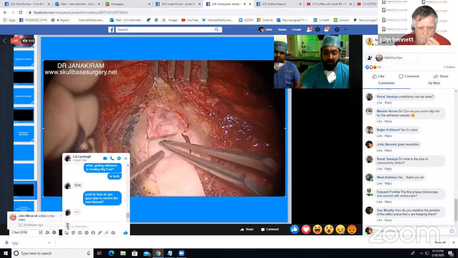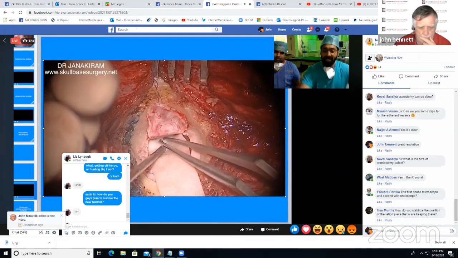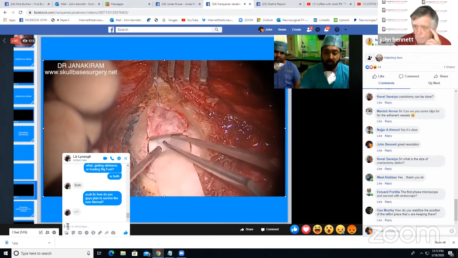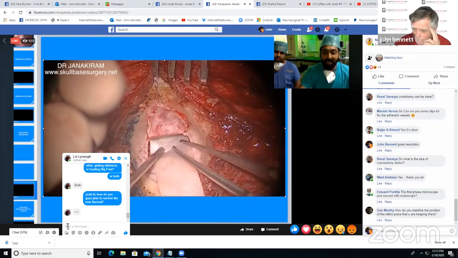So how do you stabilize the position of the Teflon? Basically we place fibrin glue. I told you we place fibrin glue, Dr. G.S.N. Murthy. The first phase is microscopic, the second, yes.